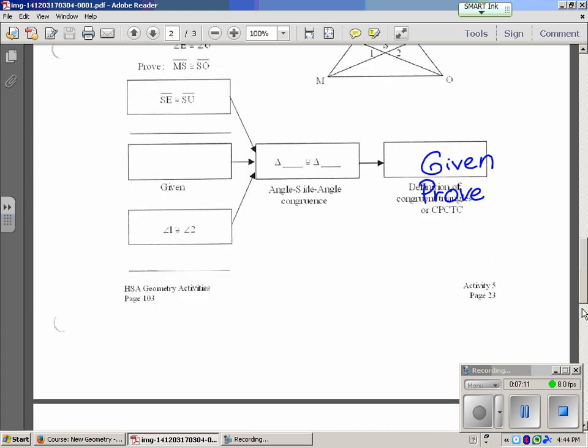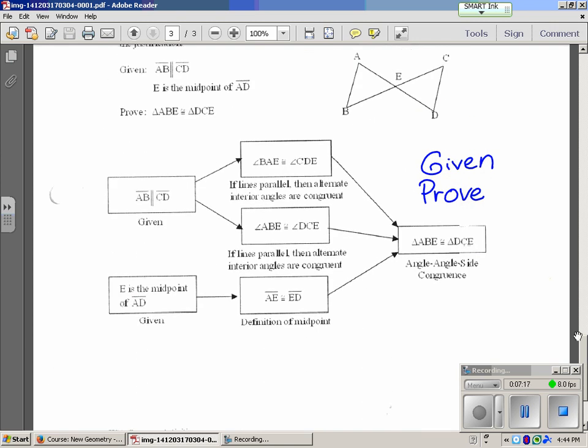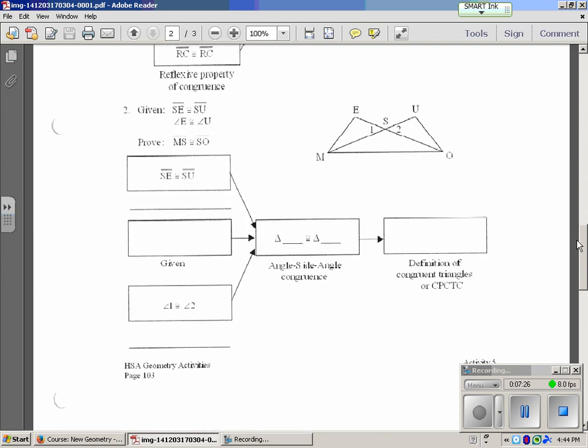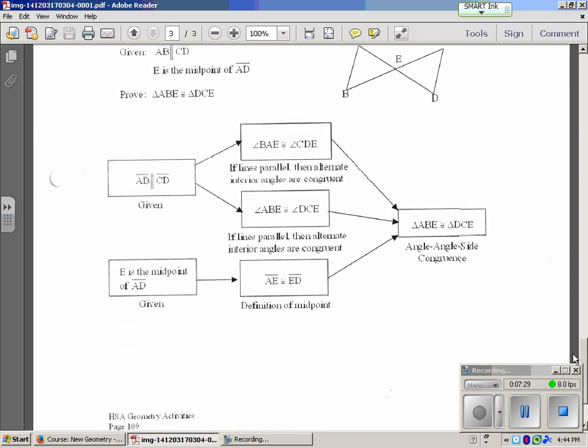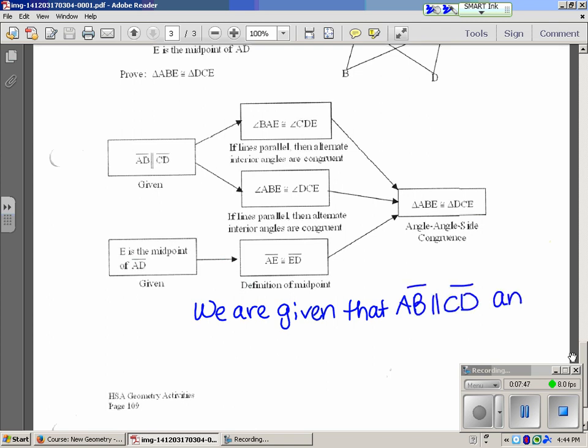So here we go, except that I have to move things a little bit. All right, so this is already done as a proof. Our job is to turn this into a paragraph proof. So what we would do is always start with a sentence of what we're given. So we are given that AB is parallel to CD and E is the midpoint of AD.